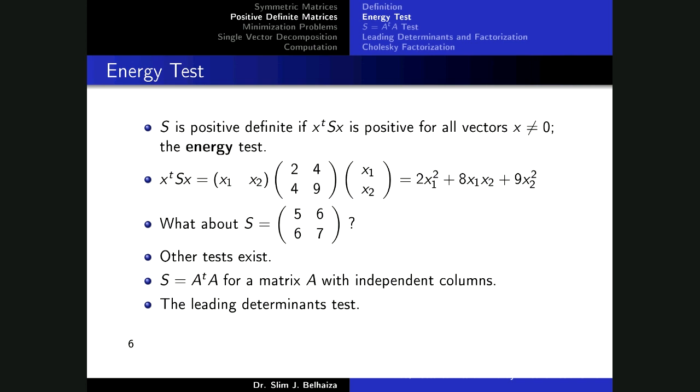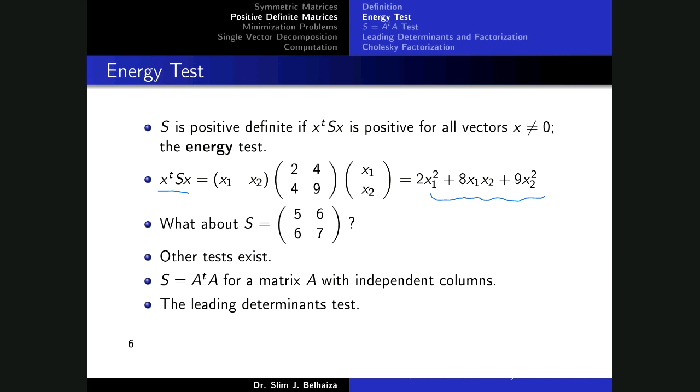Then we proceeded with the tests we have for positiveness of matrices. The first one was called the energy test. Basically, it consisted of verifying that x transpose times S x needs to be either strictly positive or positive or equal to 0, in which case you call it positive semi-definite. And we've seen how we can complete the square for this formula, so we can show that it's always positive. But for the second matrix, 5, 6, 6, 7, we said that was not possible, so we needed to work our case on some other tests.